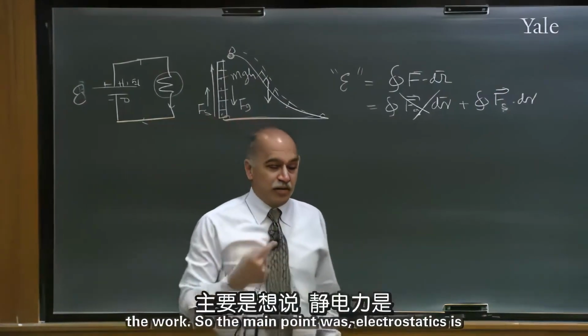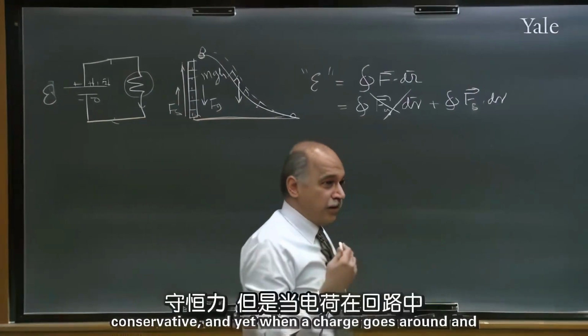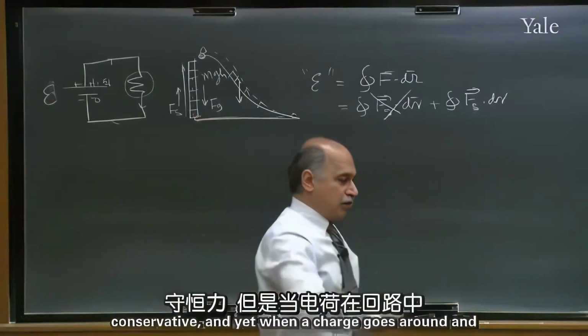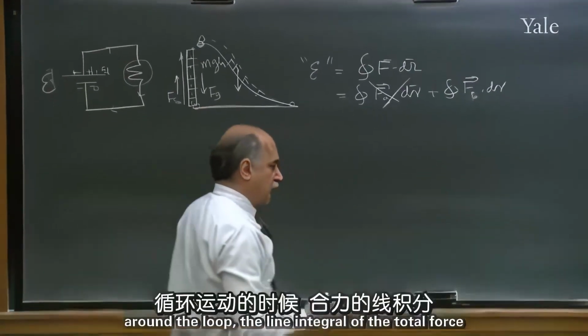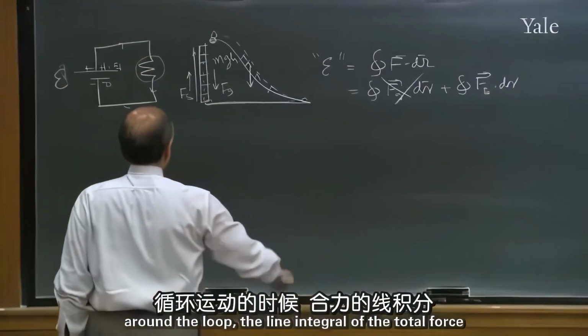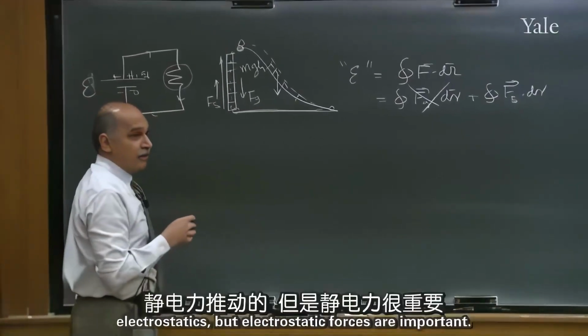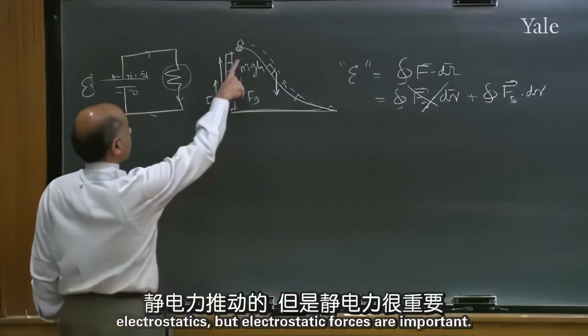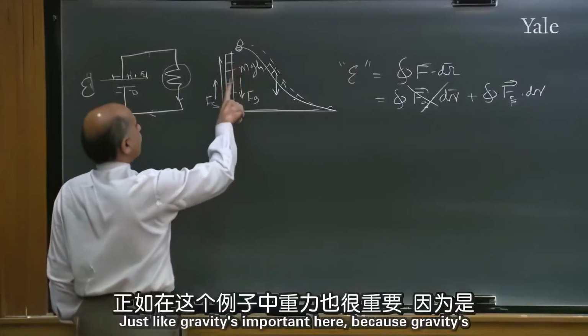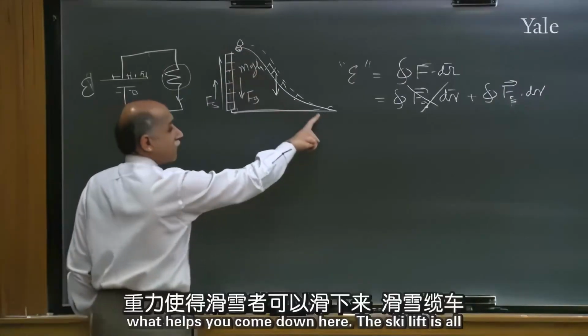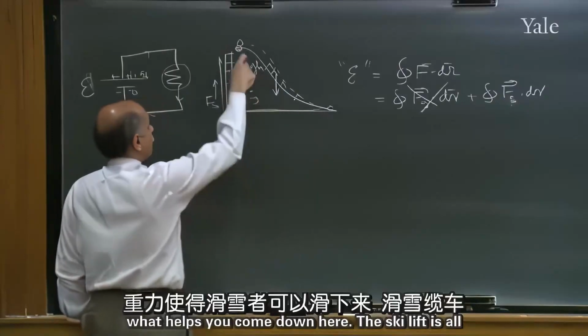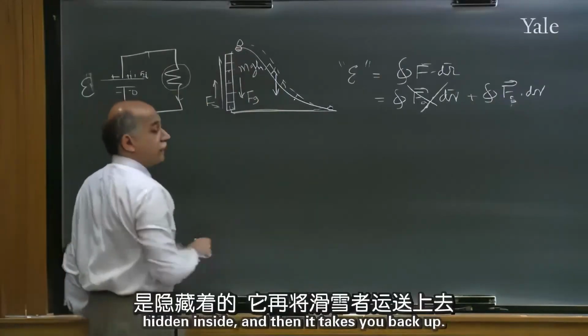So the main point was electrostatics is conservative, and yet when a charge goes around and around the loop, the line integral of the total force is not 0, so it's not entirely driven by electrostatics, but electrostatic forces are important. Just like gravity is important here because gravity is what helps you come down here. The ski lift is all hidden inside, and then it takes you back up.